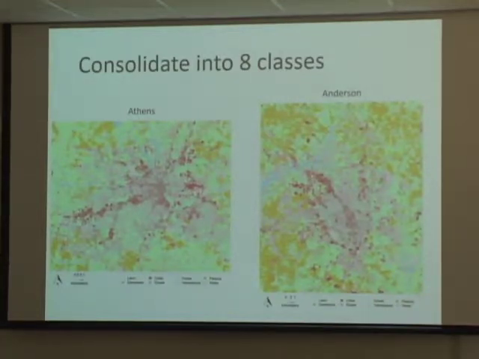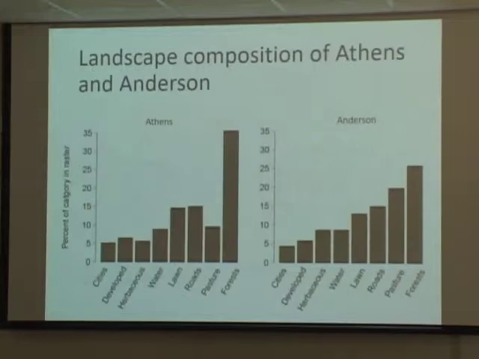So the first thing I noticed here is that Athens has a lot less of this green than Anderson does. And so I can quantify the amount of each land cover type across the landscape. And what I find is that Athens has a lot less pasture than Anderson, and Anderson has a lot less forest than Athens. Otherwise, these are pretty comparable.